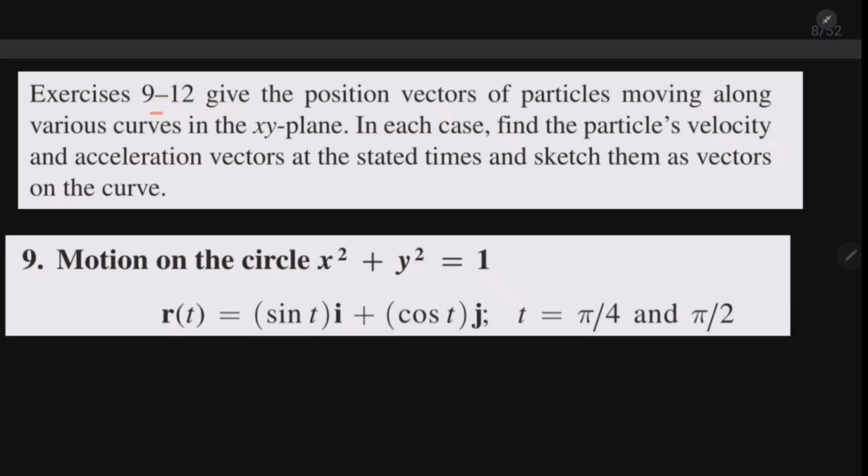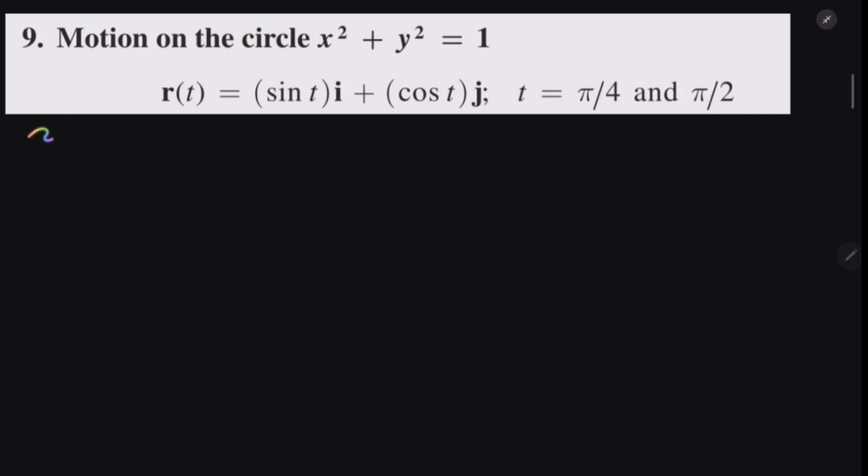For 9 to 11, it has been given the position vector of a particle moving along various curves in the xy plane. In each case, find the particle's velocity and acceleration vector at the stated times. There are two times given, and it is interesting to sketch them as vectors on the curve. So this is our question number 9. Finding velocity and acceleration is the easier part, but I will do it anyway.